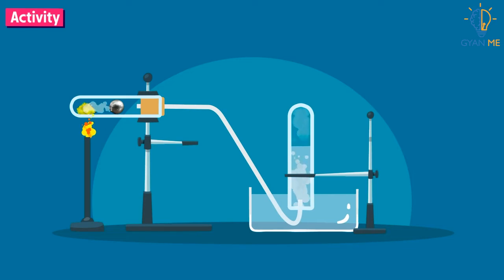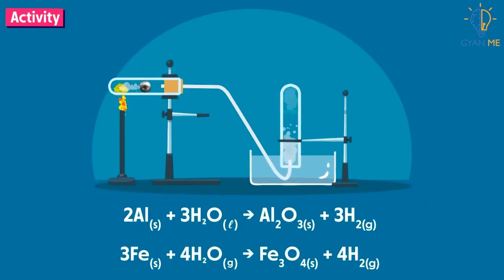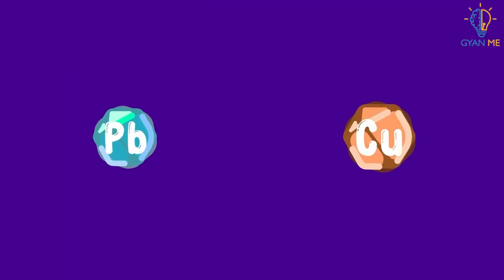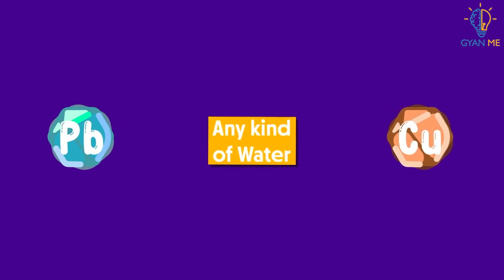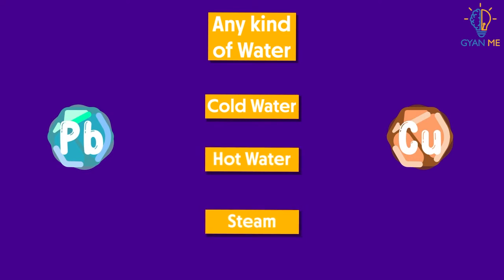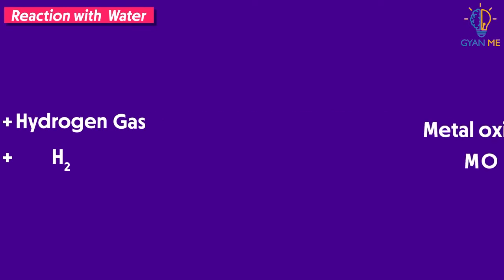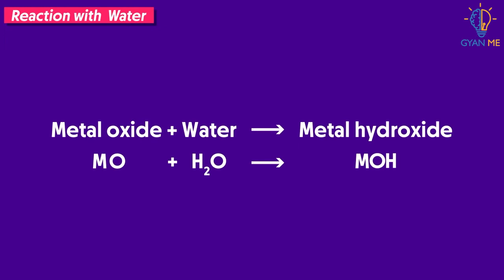So here we observe that aluminium, iron and zinc react with steam and form their respective oxides and hydrogen gas. And here are the chemical reactions for this. From this activity, we conclude that metals such as lead and copper do not react with any kind of water at all, that is cold water, hot water or steam. In general, we can say that some metals react with water and produce their oxides and hydrogen gas. These metal oxides further dissolve in water and form metal hydroxides.